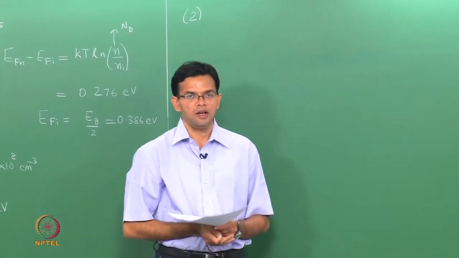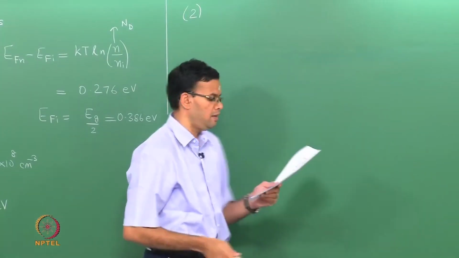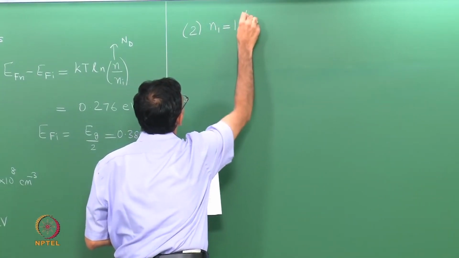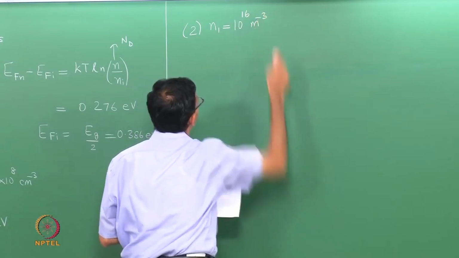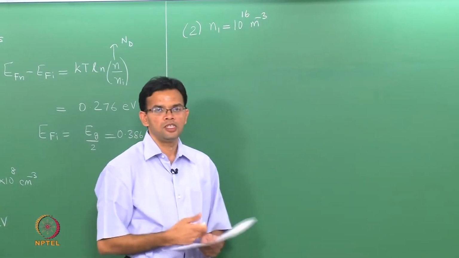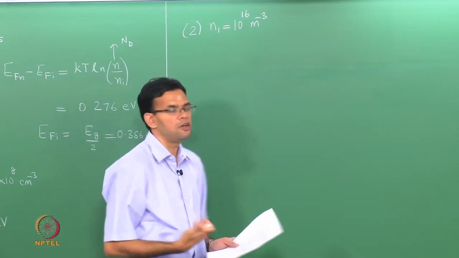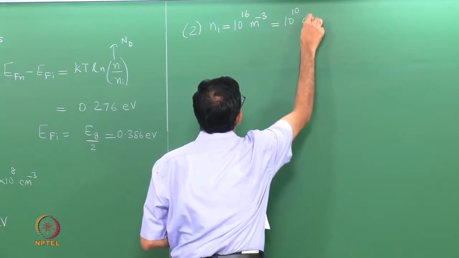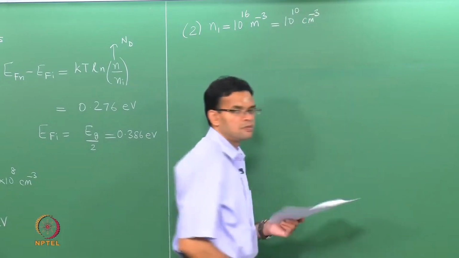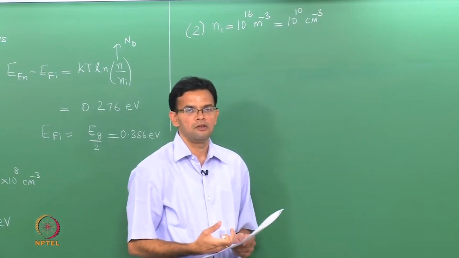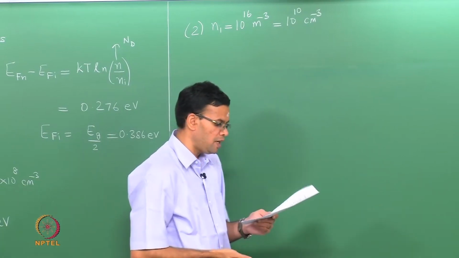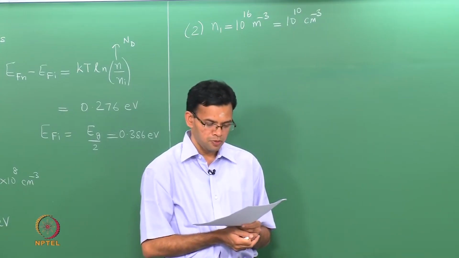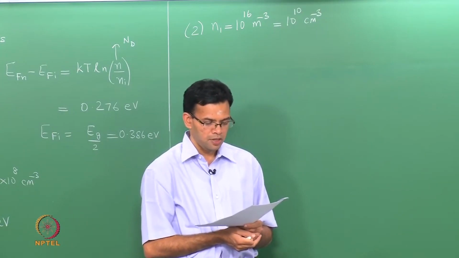So, we have a semiconductor with the value of Ni. Ni is 10 to the 16 per meter cube. This we can keep as meter cube, or you can convert it to centimeter cube. So, this will be 10 to the 10 per centimeter cube, but for now we will just work with per meter cube. A semiconductor with Ni equal to 10 to the 16 per meter cube is doped with acceptor impurities.